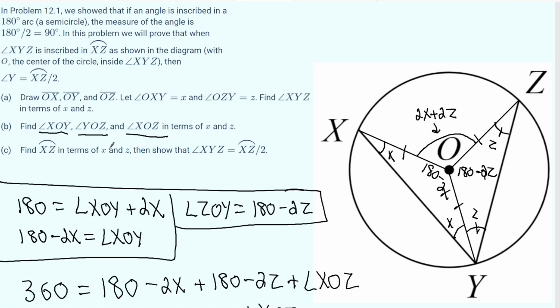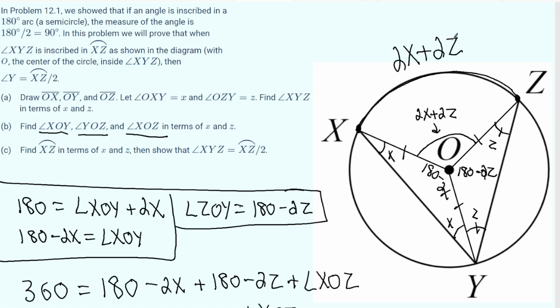And note that angle XOZ is a central angle, which means it has the same measure as the arc it's intercepting. The arc that angle XOZ is intercepting is the arc XZ. This one right here. So that means our arc XZ has that same measure, 2x plus 2z.